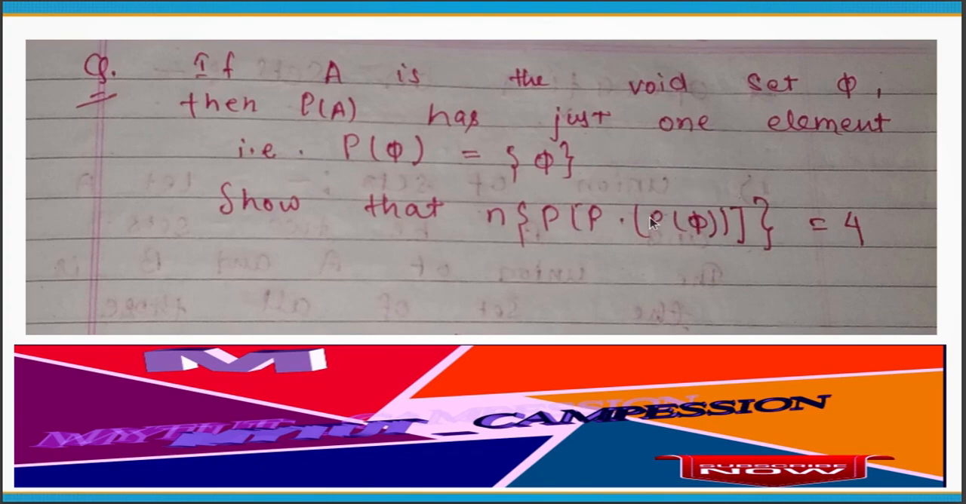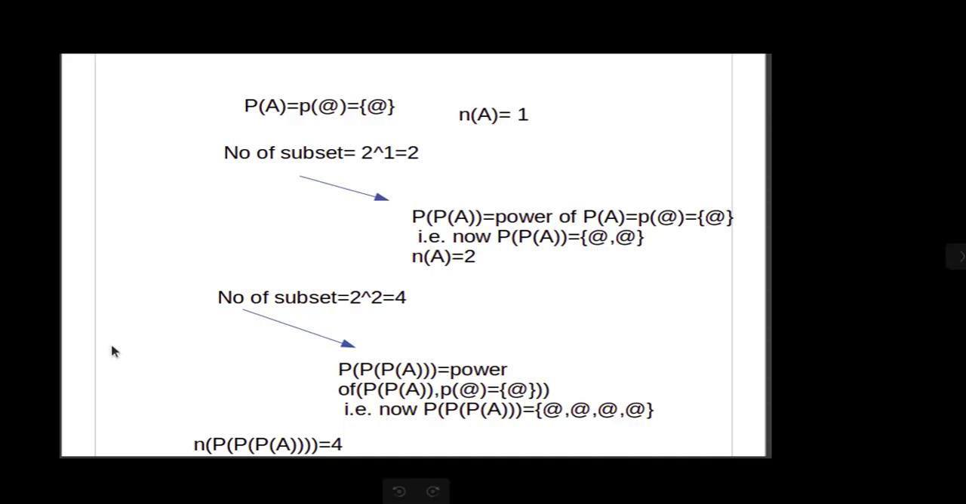Now the power set of one element {phi}: P(P(phi)) equal to 2 to the power 1 equal to 2 elements. Now the power set of this becomes 2 elements, so the power set of 2 elements becomes 2 to the power 2, which is 4. You can show this proof. If you are not able to understand, then I will give you an understanding concept. I hope you understand easily.